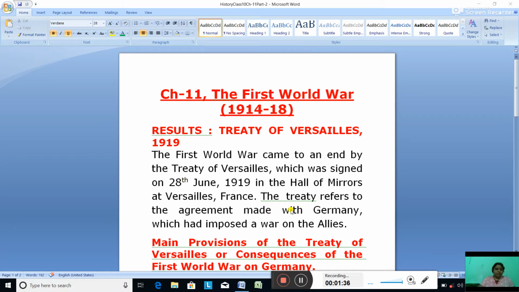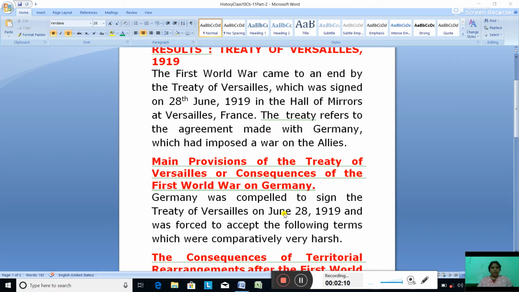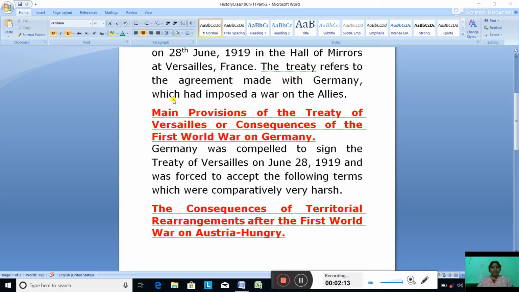Now, the persons who played an active role in framing the terms of the treaty included the British Prime Minister Lloyd George, President Woodrow Wilson of the United States, M. Clemenceau, the French Premier, and V. Orlando of Italy. These names you have to remember, who played an active role in framing the terms of the Treaty of Versailles. Next, you have to remember the main provisions of the Treaty of Versailles, or the consequences of the First World War on Germany.